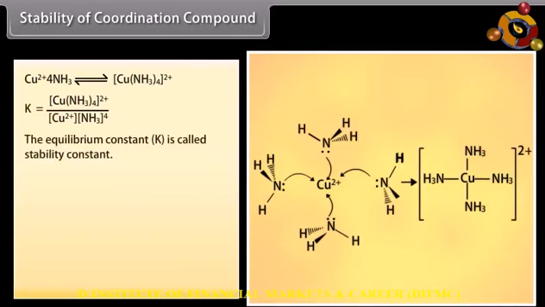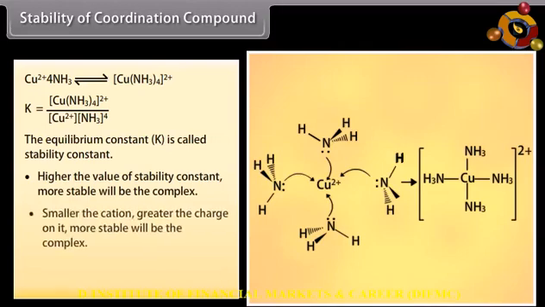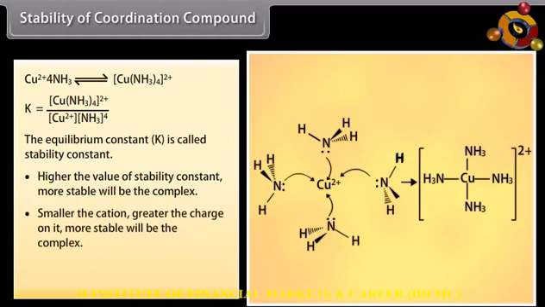The equilibrium constant K is called the stability constant. The higher the value of the stability constant, the more stable will be the complex. The smaller the cation and the greater the charge on it, the more stable will be the complex. The stronger the ligand, the more stable will be the complex.